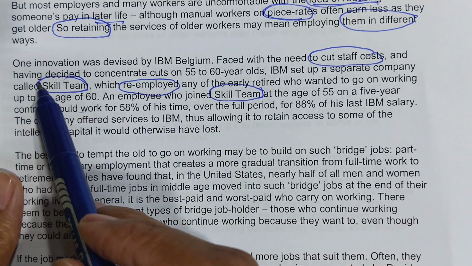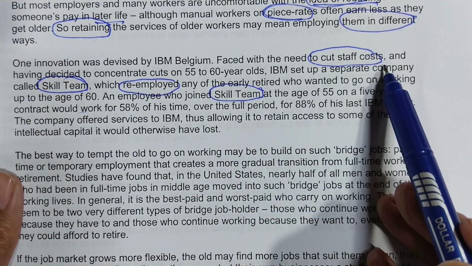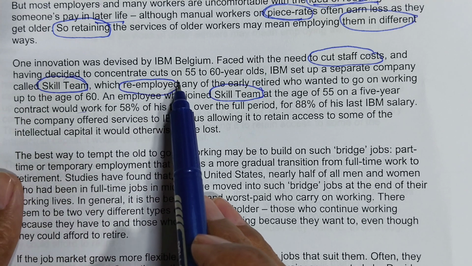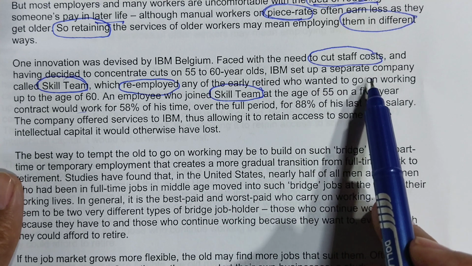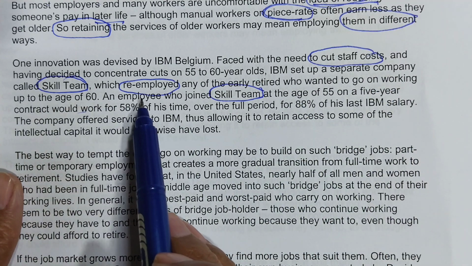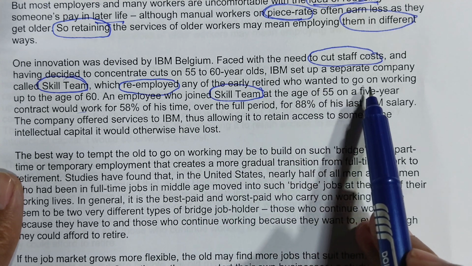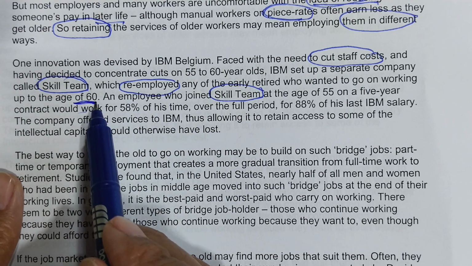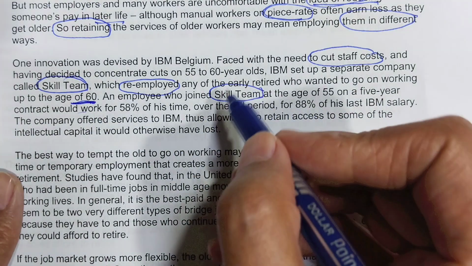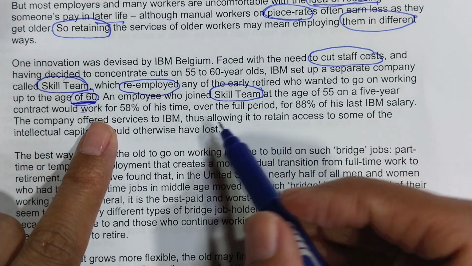So now we'll read this in detail. One innovation was devised by IBM Belgium, faced with the need to cut costs and having decided to concentrate cuts on 55 to 60-year-olds. IBM set up a separate company called Skill Team, which re-employed any of the early retired who wanted to go on working up to the age of 60. So there are two numbers here that we will consider.